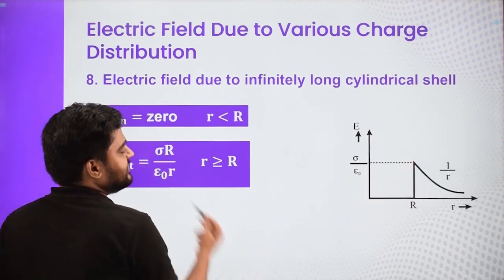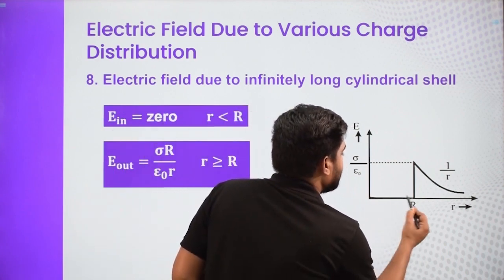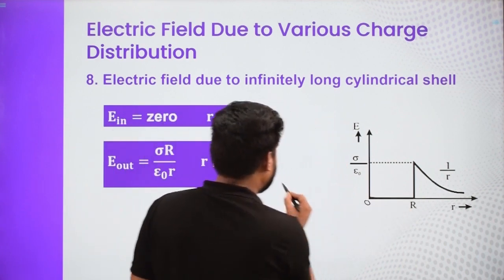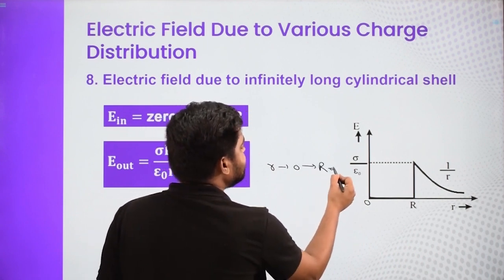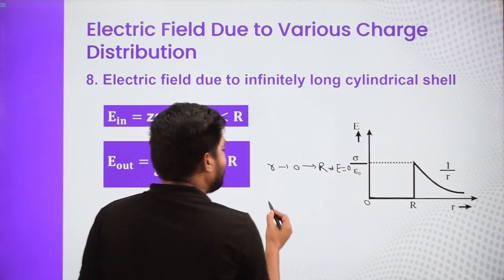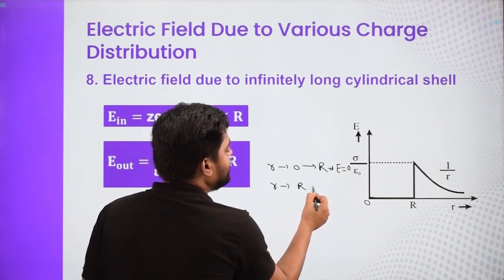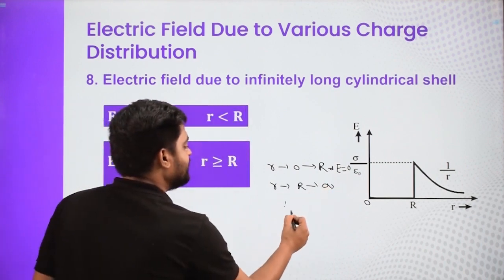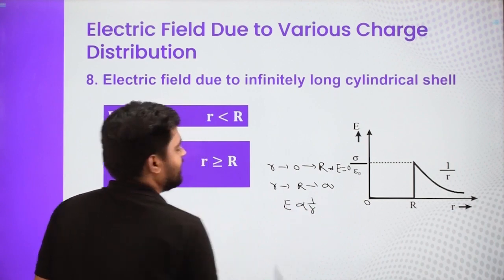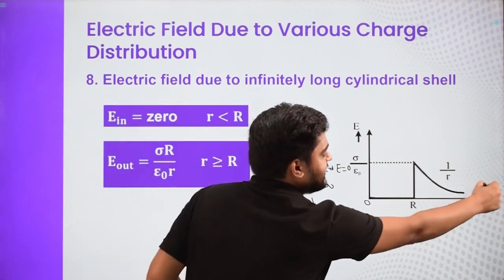So inside it is 0, so it will be 0 from 0 to capital R. Whenever r is varying from 0 all the way up to R, the E is 0. And then when r is varying from R all the way up to infinity, our E is basically proportional to 1 by r. So hence it decreases like that.